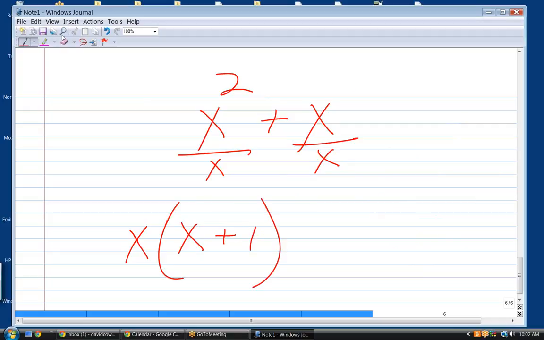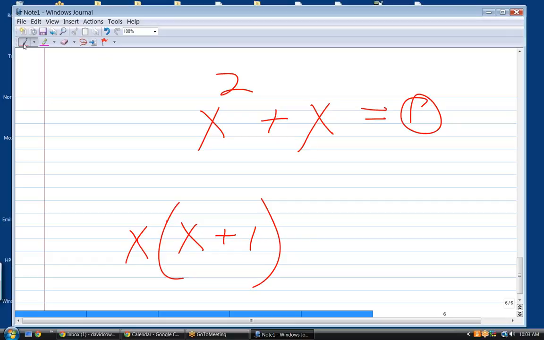And now we check to make sure that we didn't change it. When I redistribute this, I get x squared plus x, which is what I started with. Now, why is finding a greatest common factor so important? What if I had this equation right here? X squared plus x equals 0. And I said, solve that equation.